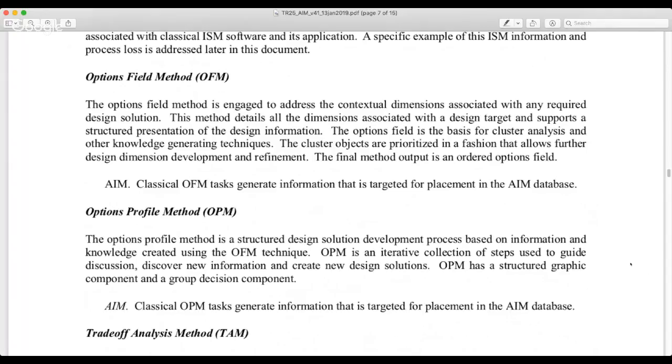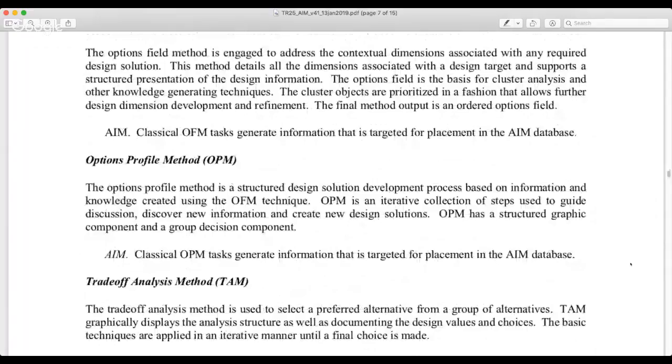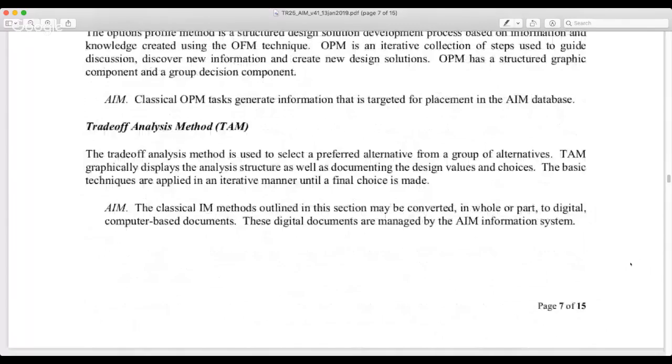And the trade-off analysis method, again, is used to select the preferred alternative. And of course, from this, you have to do a value system, prioritize your values, do a number of design choices and so forth. And there are many software functions to do that. Some are classical systems engineering approaches. Others are not.